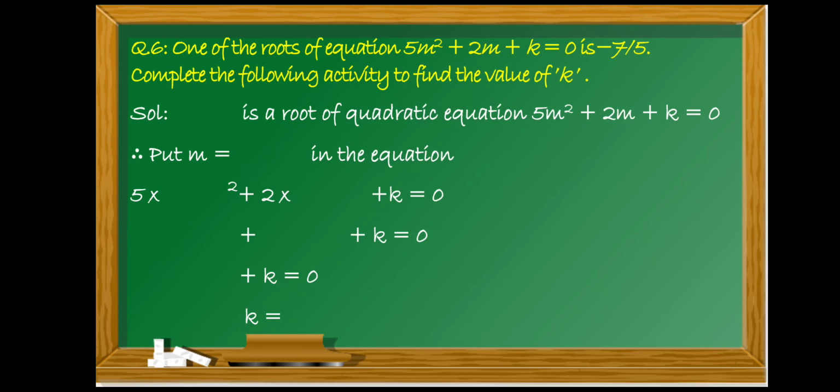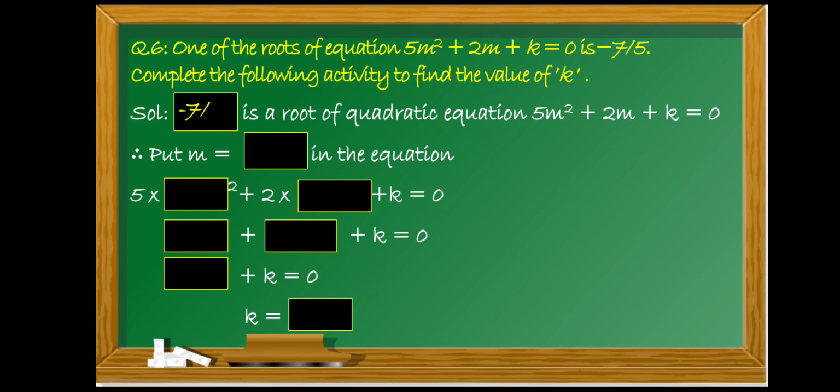Dash is a root of the quadratic equation. So it is given in the question. Minus 7 upon 5 is the root of the quadratic equation 5m square plus 2m plus k equal to 0. So in the first box you are going to fill minus 7 upon 5. Therefore put m equal to dash in the equation. So we are going to put m equal to minus 7 upon 5. So when we substitute in the equation, the substitution of m will be 5 times minus 7 upon 5 square plus 2 multiplied by minus 7 upon 5 plus k equal to 0.